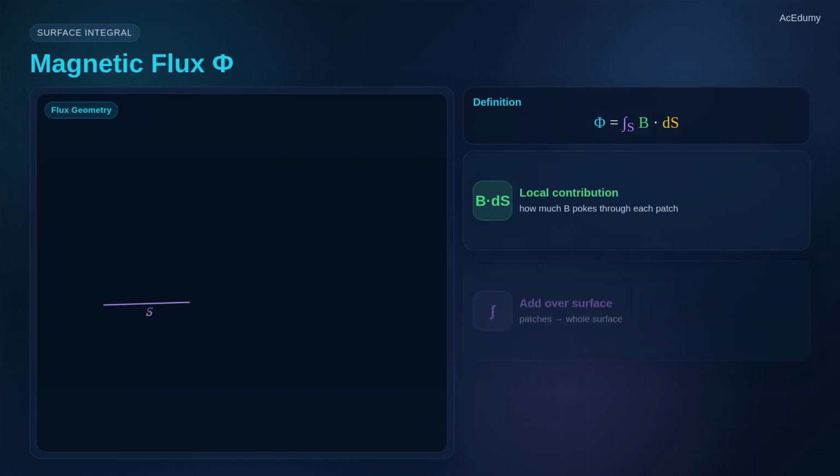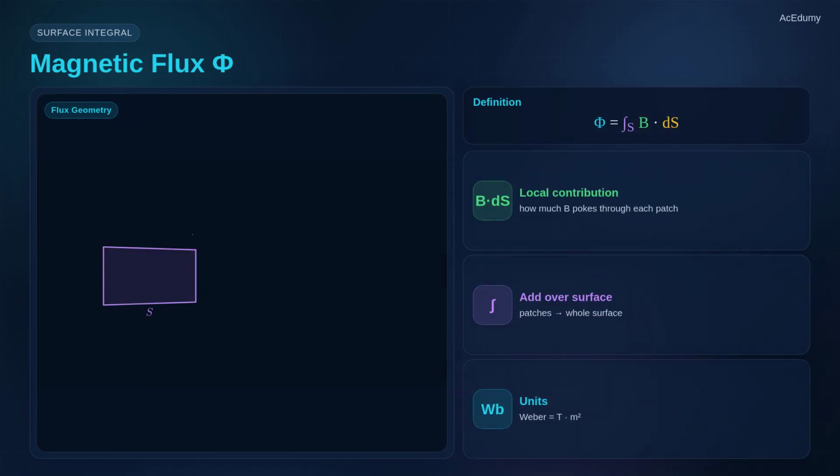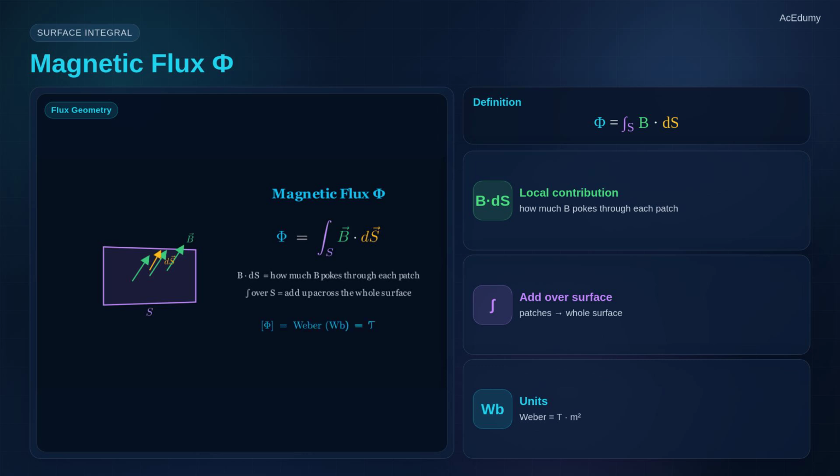Now we define magnetic flux. The magnetic flux phi through a surface S is the surface integral of B dotted with ds. You can think of ds as a tiny patch of the surface with an arrow sticking out of it. B dot ds measures how much of B pokes through that patch. Add them up over the whole surface and you get phi, the total magnetic flux. The unit is the Weber, which is a Tesla times a square meter. This integral looks just like the electric flux from Gauss's law, and that's not a coincidence. The reason we define it is that magnetic flux through loops is what drives induction later on.